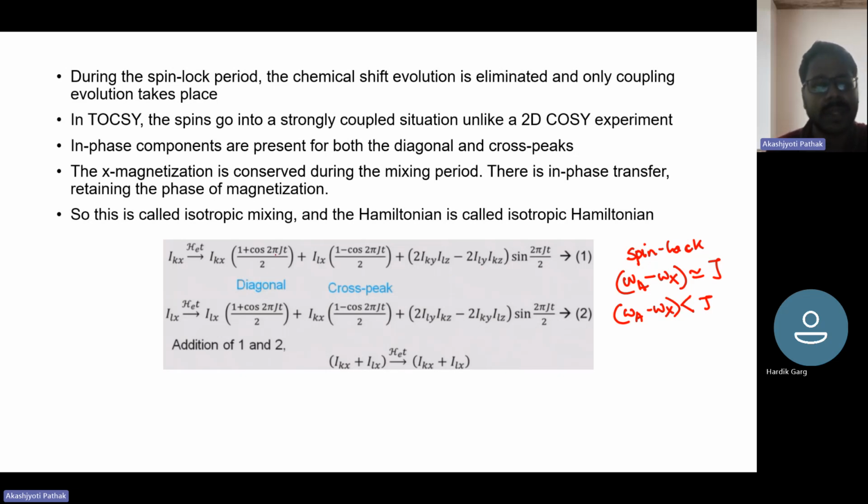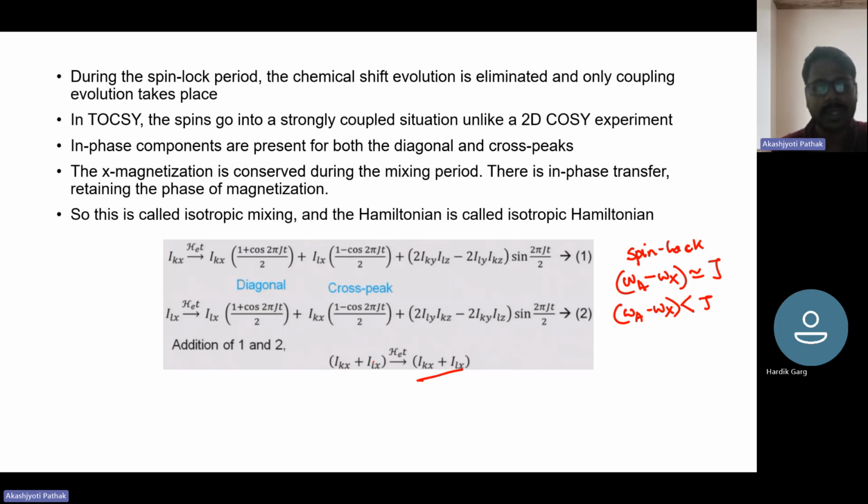Similarly, here also, and the diagonal peak. So if you add these two, here is the 1 plus cos 2πJt by 2, right? It is I_KX. And here this I_KX is multiplied by this factor, 1 minus cos 2πJt by 2. So these factors will also get cancelled, and what we will be left with is I_KX plus I_LX.